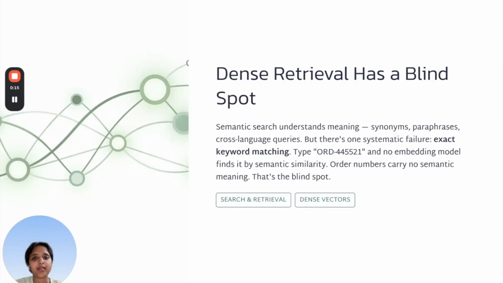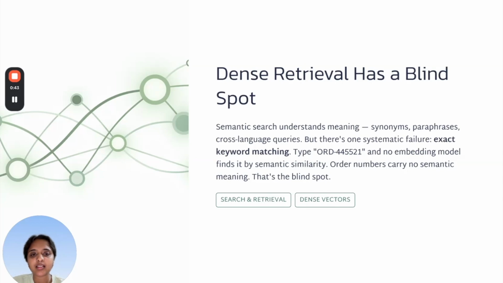Today we are going to learn about dense retrieval and BM25. Dense retrieval has a blind spot. Dense retrieval is based on semantic search. When we are converting chunks into vectors, these vectors are present in the vector space, and the distance between the vectors decides how similar or different their meanings are. Vectors that are close to each other have similar semantic meanings.